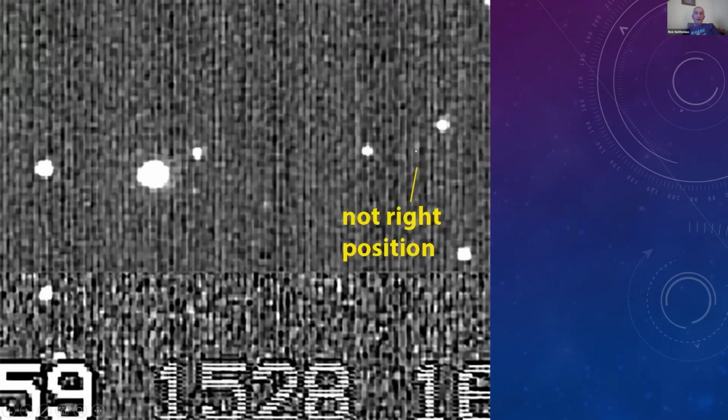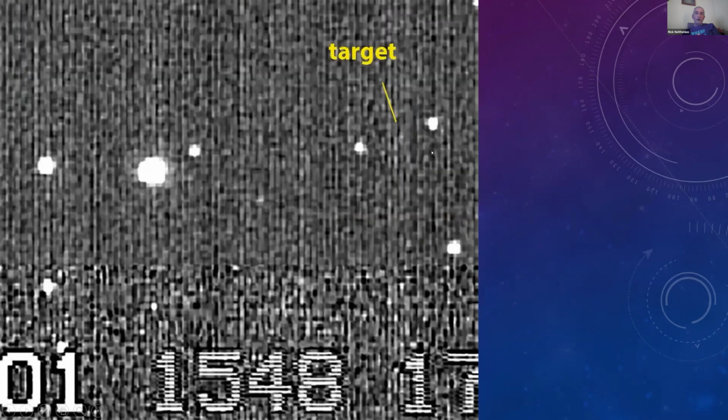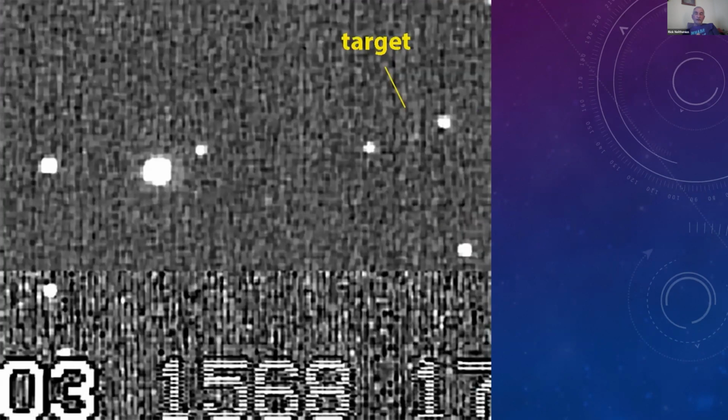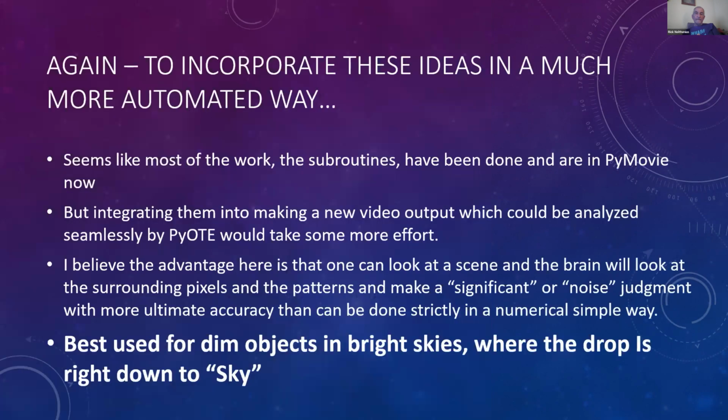So there's something here. This is not quite the right position. It should be higher up, right there. So now it's definitely back. It's in the right position. And the next is even more obvious. There are many more that I could have stacked together, but I ran out of time.